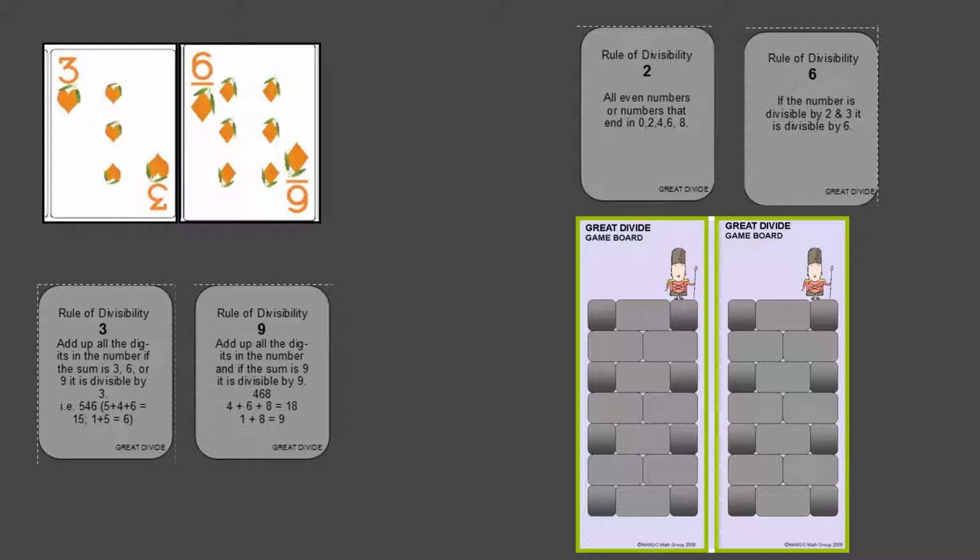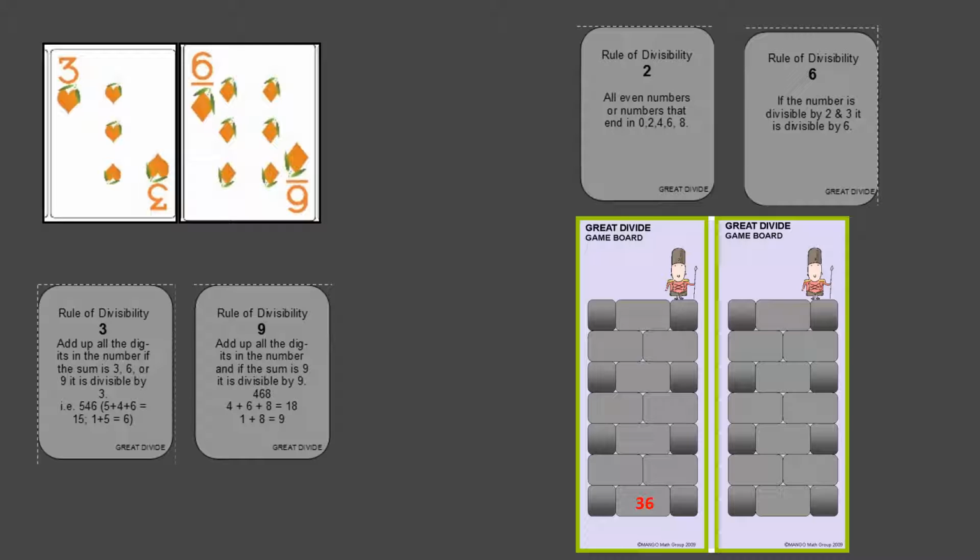Let's start with player A, and he has the rules of divisibility of 3. It says add up all the digits in the number. If the sum is 3, 6, or 9, it is divisible by 3. So we take the 3 plus the 6, and it equals 9. So it is divisible by 3. The player would write that number down into one of the bricks. We're just using the larger bricks that are the gray solid tone and not the two-toned smaller ones.